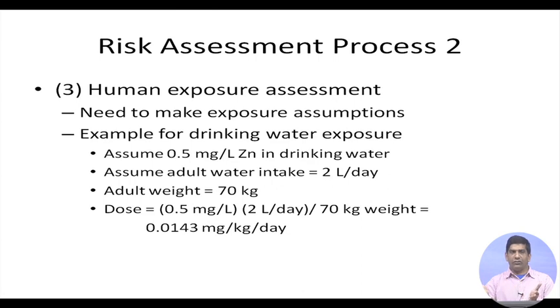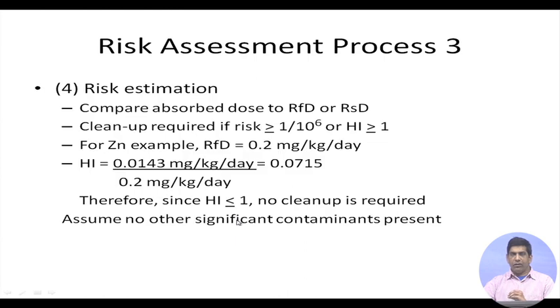So we can calculate the dose: whatever load is coming in, 0.5 milligrams per liter multiplied by 2 liters, that's the amount of zinc that goes into the system through the drinking water source, divided by 70 kg, the weight. So the liter will go away. So you have around 0.0143 milligram of zinc per kilogram body weight per day. Then we need to compare this number with the reference dose number, which has already been established. For most non-carcinogens, you will find the data already available at certain websites, EPA and other regulatory websites. Then you can do the risk estimation.